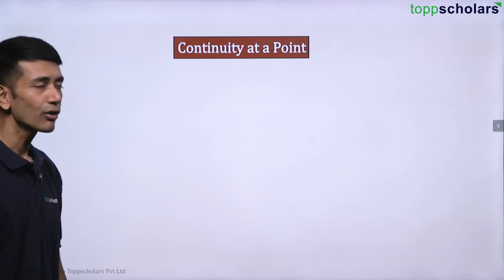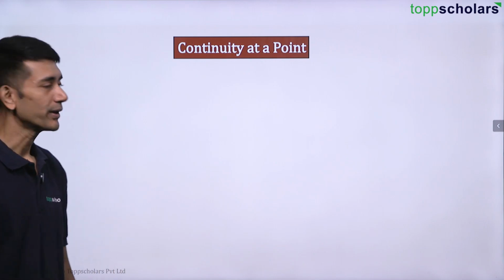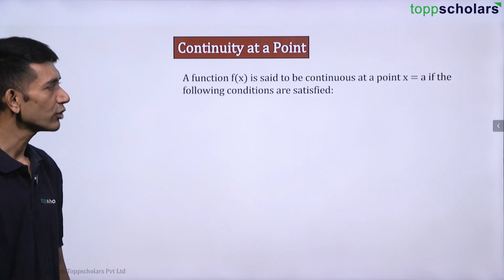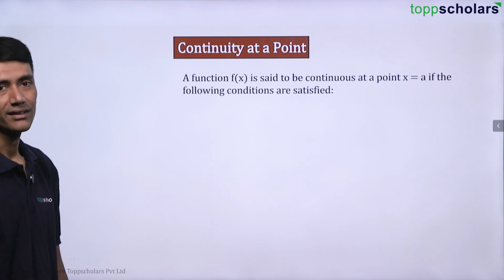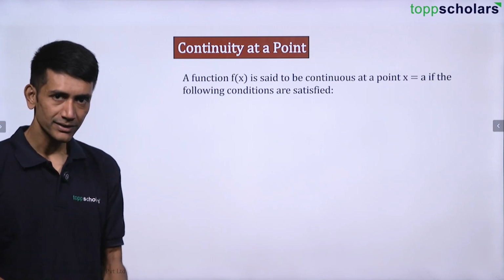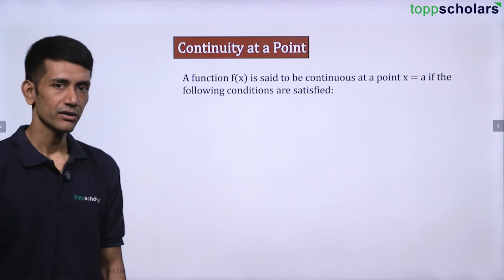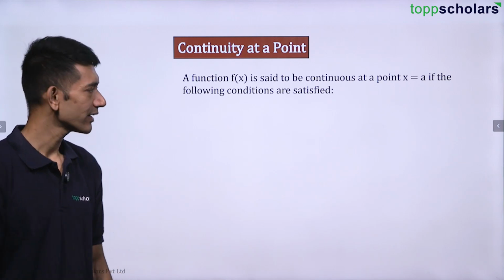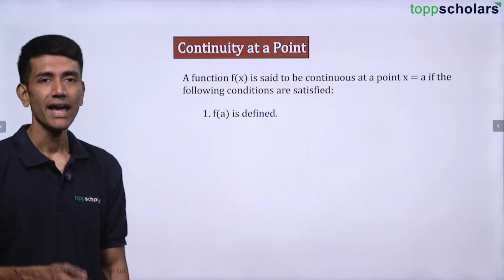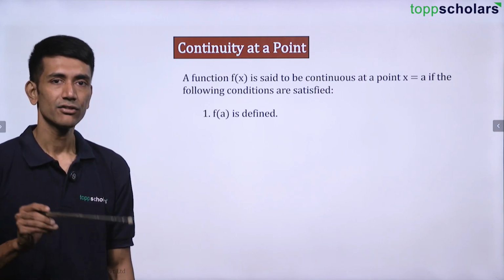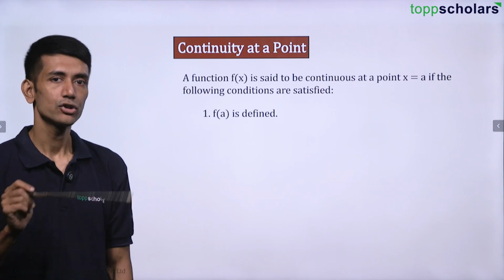Now let us see the concept of continuity at a point. So function f(x) is said to be continuous at a particular point x = a if the following conditions are satisfied. So basically these three conditions are very important. Let us try to understand. f(a) should be defined. That is, the value of the function at that particular point should be defined.